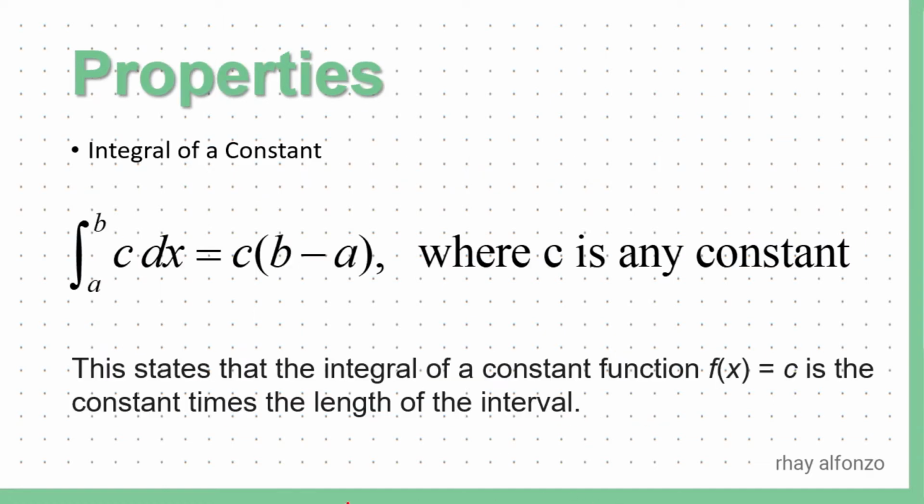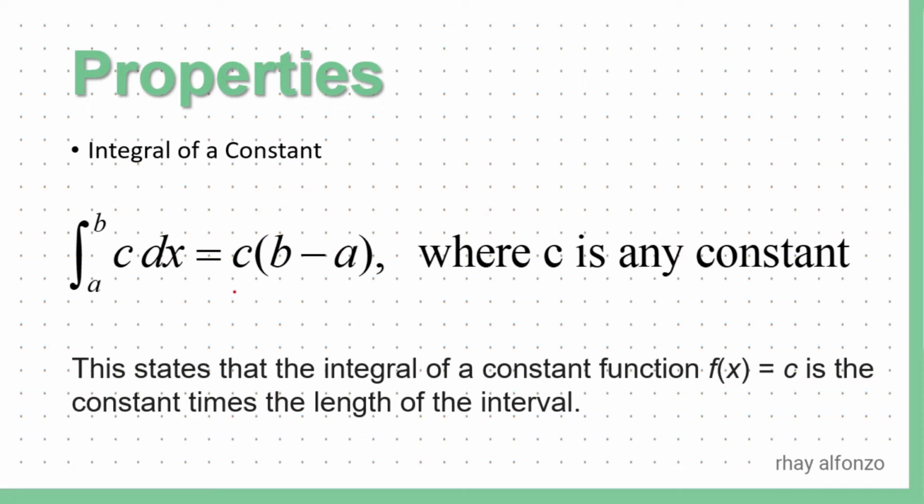And for definite integrals, you have to keep in mind certain properties in order to make your calculations easier. First, we have the integral of a constant. We have the integral of c dx, where c is any constant, from a to b, is just equal to c times the quantity b minus a.